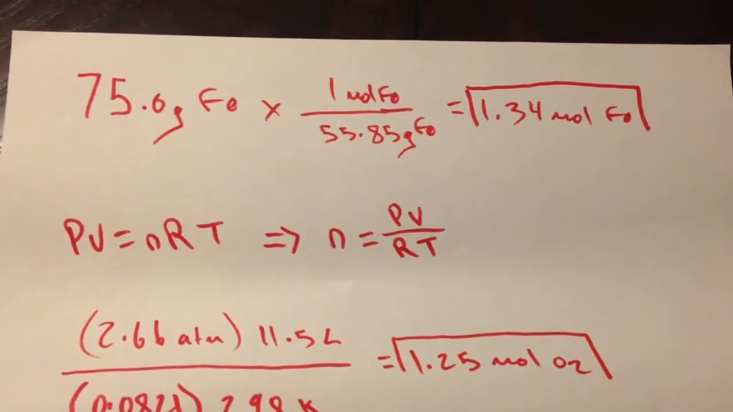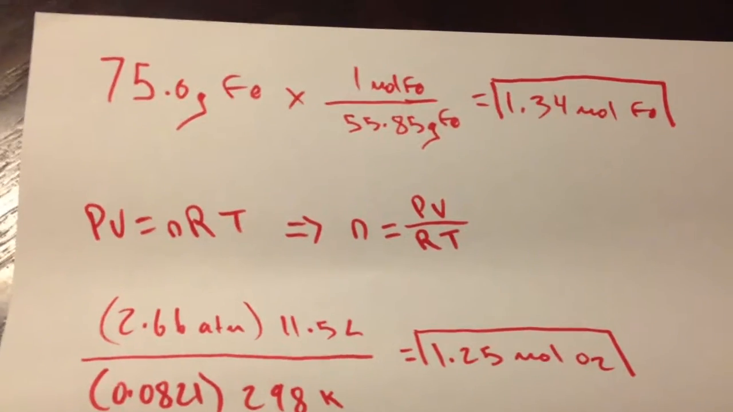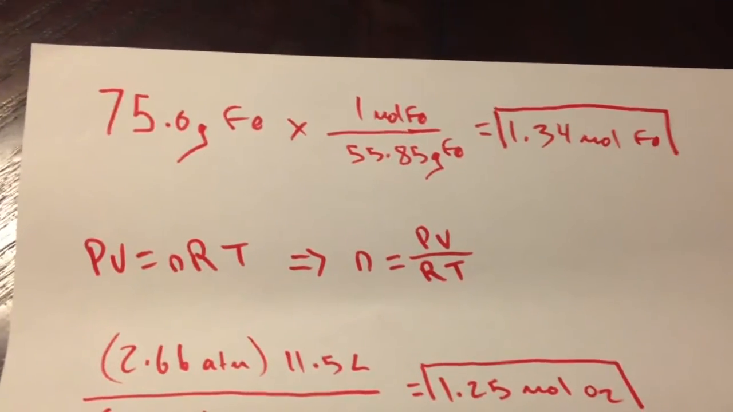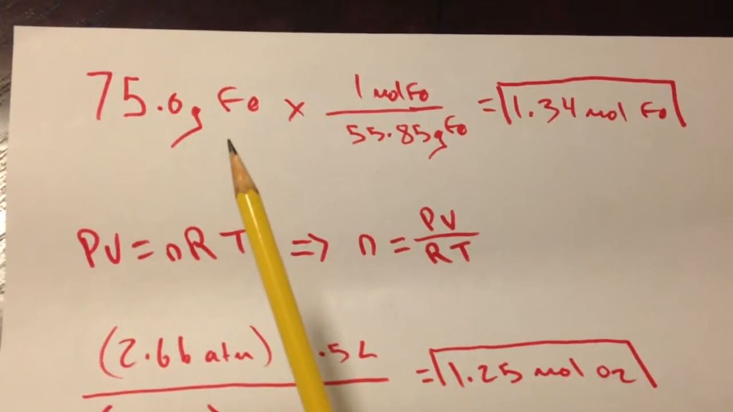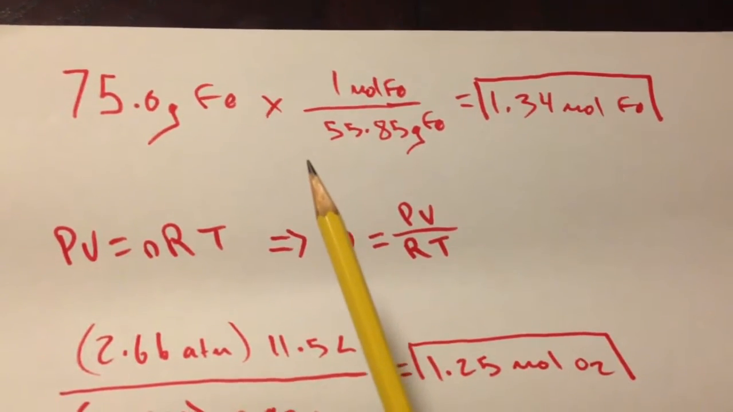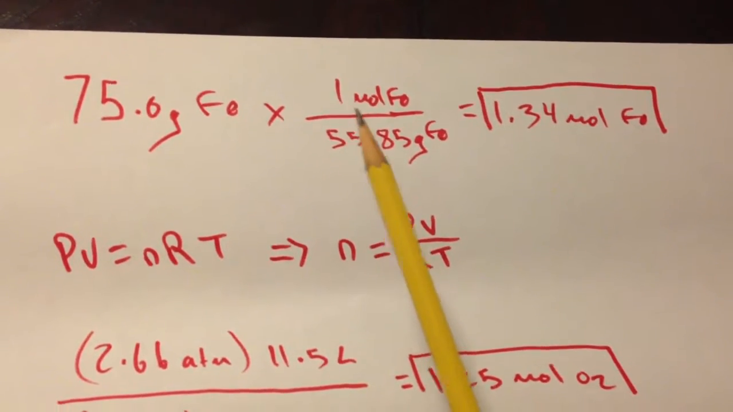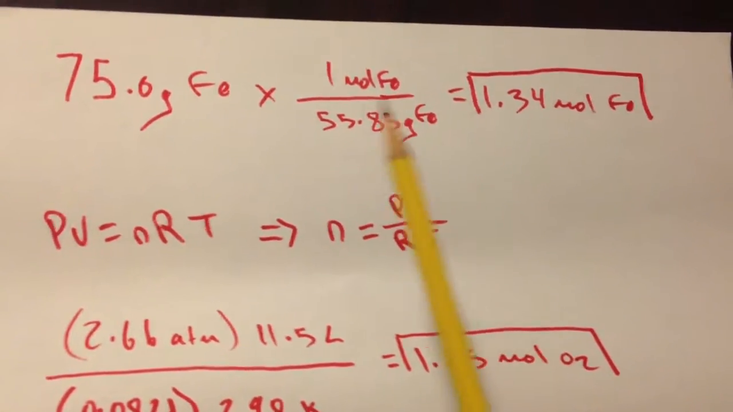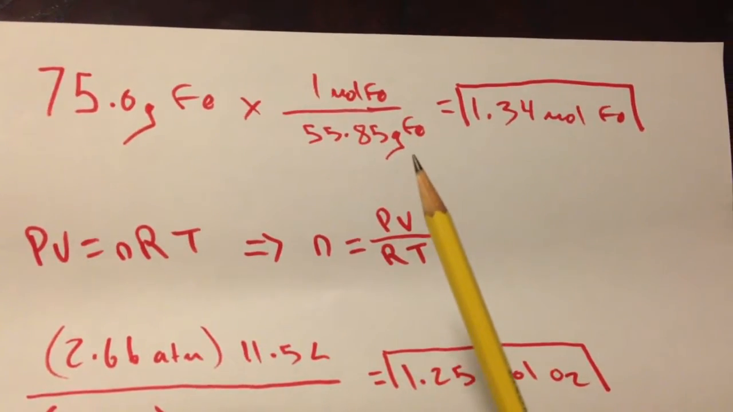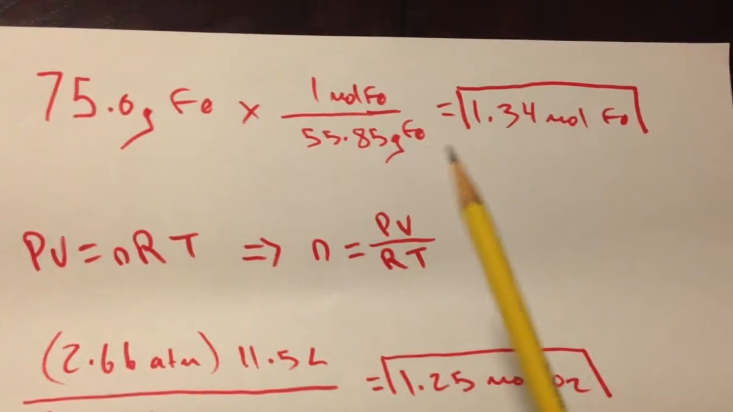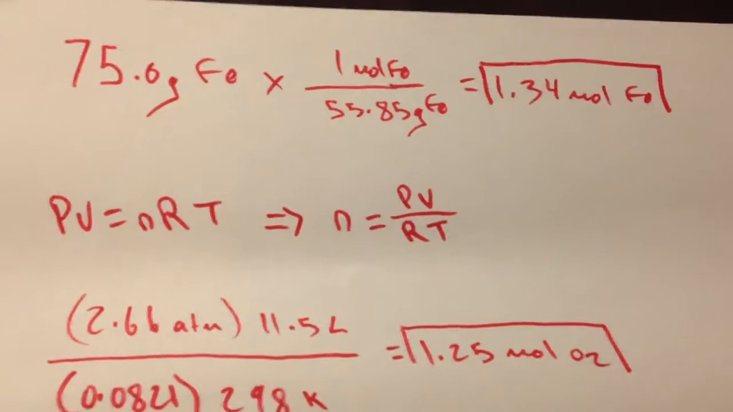First off, we are asked to calculate the moles of iron and oxygen before the reaction begins. To find the moles of iron, we use the 75 grams given to us, and we multiply that by 1 mole divided by the molar mass, which is 55.85 grams, and when we calculate this, we get 1.34 moles of iron.